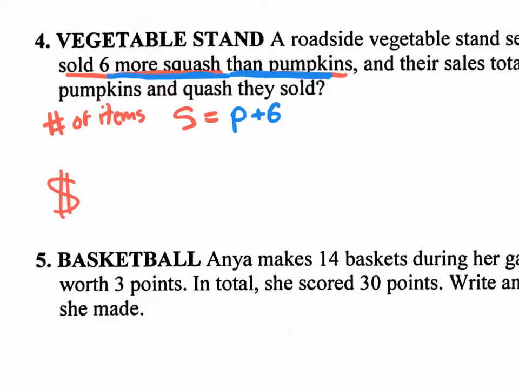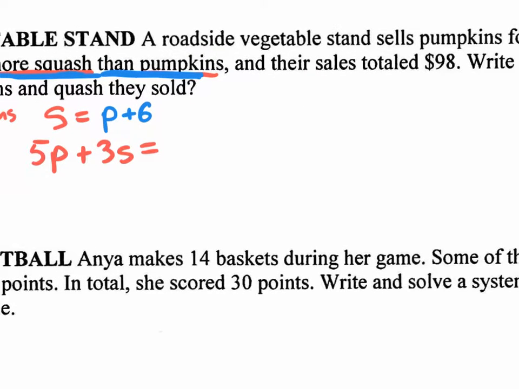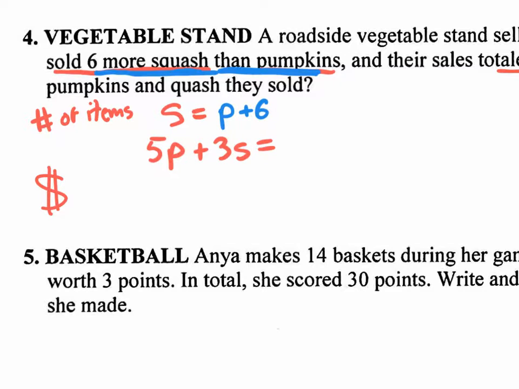Now we need to make an equation based on money. Each pumpkin was $5. So we're going to put 5P plus each squash was $3, 3S. And we know that the grand total was, I believe, $98, right? It says right there, total $98. So, 98. This is your system of equations that you need to solve.